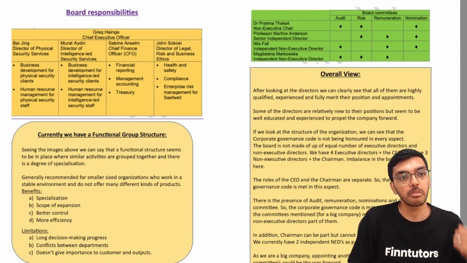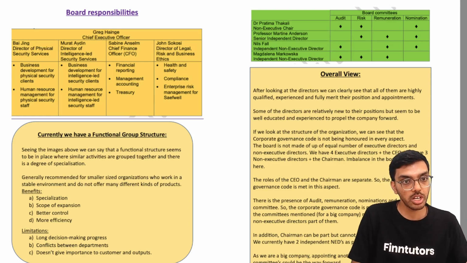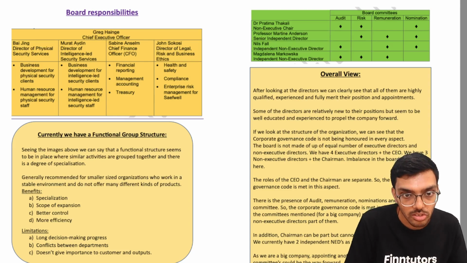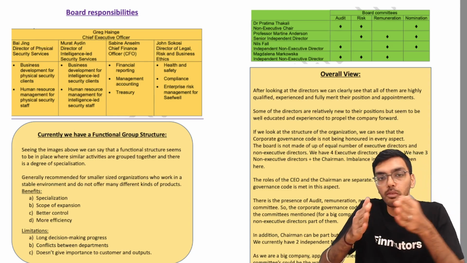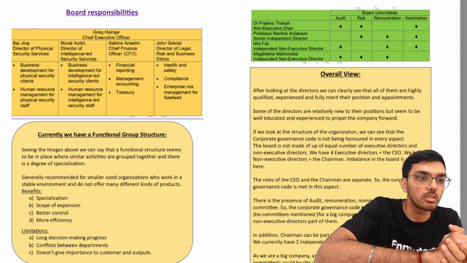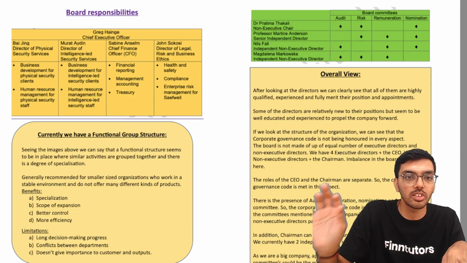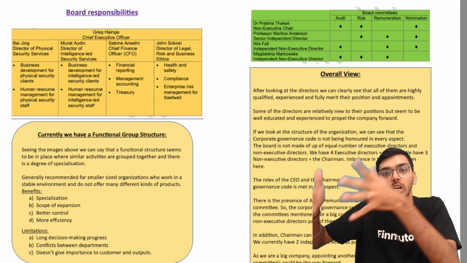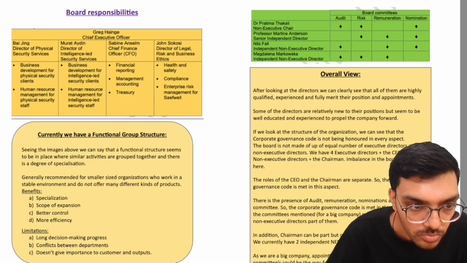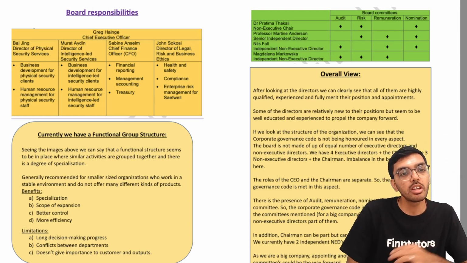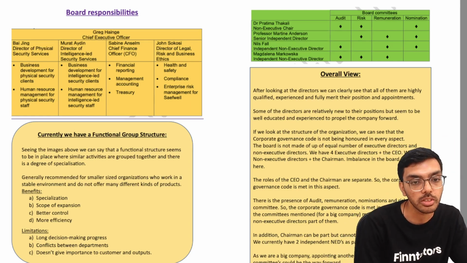Under that we have Bai looking at physical security, Murat looking at intelligence security, then we have Sabine looking at finance, then we have John looking at legal, risk, business, ethics. So pretty much all functions are given to one person. Everything related to finance goes under Sabine. Everything related to legal, risk, business, ethics goes under John. So there are different functions that we have created. So this identifies at the head office a very functional structure.